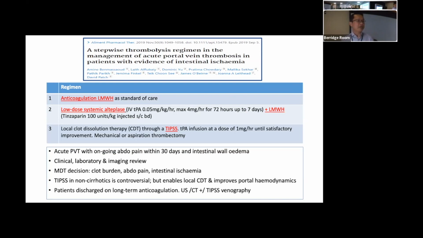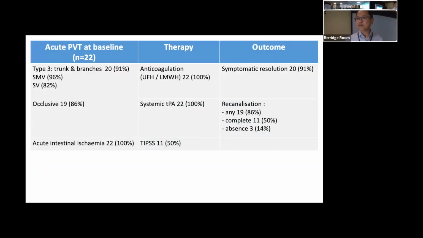The indications are for acute PVT in patients with ongoing abdominal pain within 30 days and features of intestinal ischemia or edema on CT. And of course, a lot of these patients, we do need to discuss extensively. And for TIPS in non-cirrhotics, because they don't have portal hypertension, we do not really need to decompress the pressure. However, it is a technique that allows us to get into the portal vein for clot dissolution.